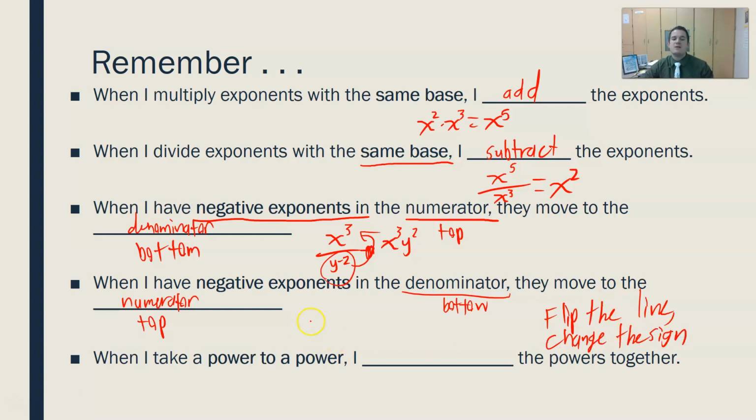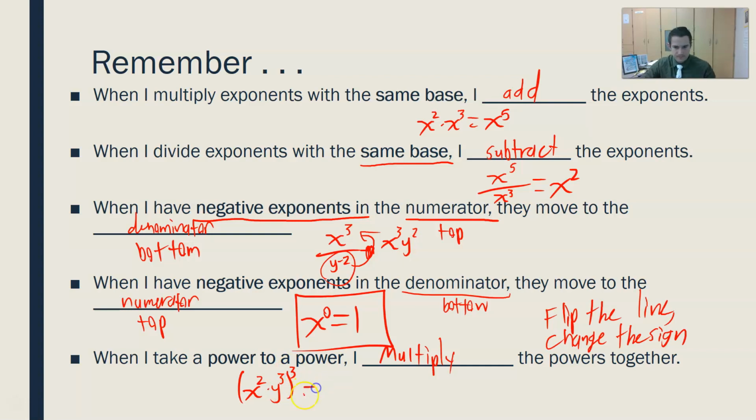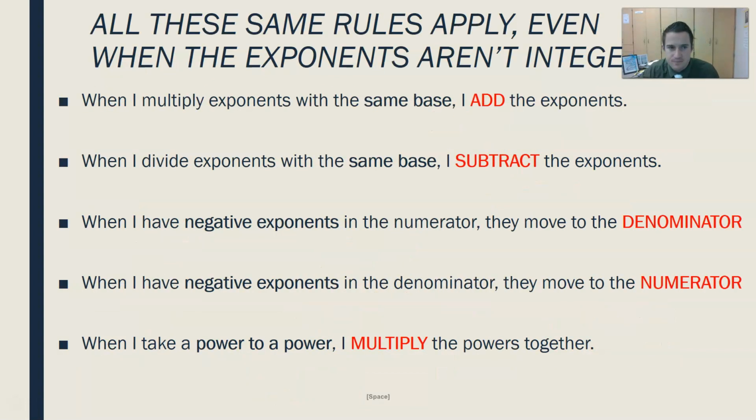We also talked about zero exponents, how anything to the 0 power is equal to 1. And one of the last exponent rules we discussed is that when I take a power to another power, I multiply those powers together. So if I have x squared times y cubed, all to the third power, that would become x to the sixth times y to the ninth, because each of these powers, when I take them to another power, multiply. Those are all of the rules that we've discussed when it comes to simplifying exponential expressions in this unit.